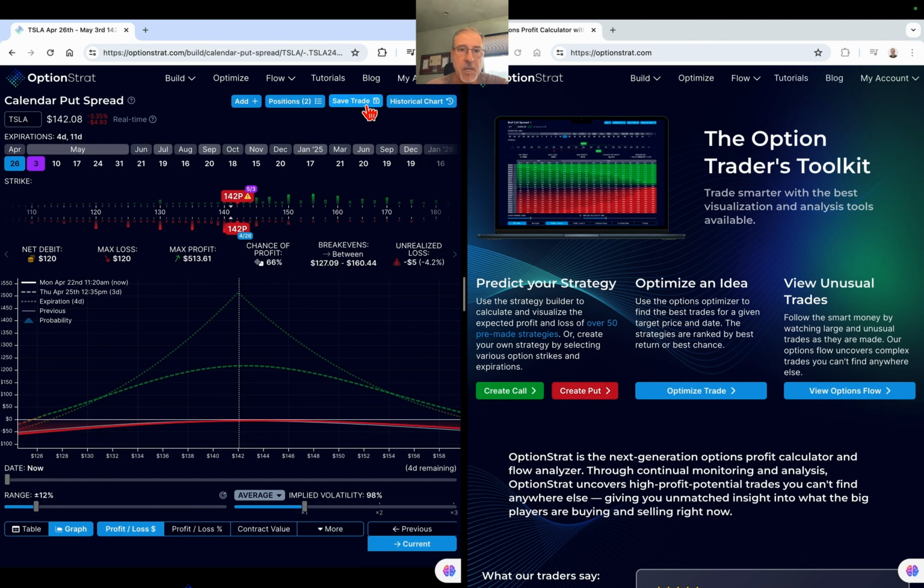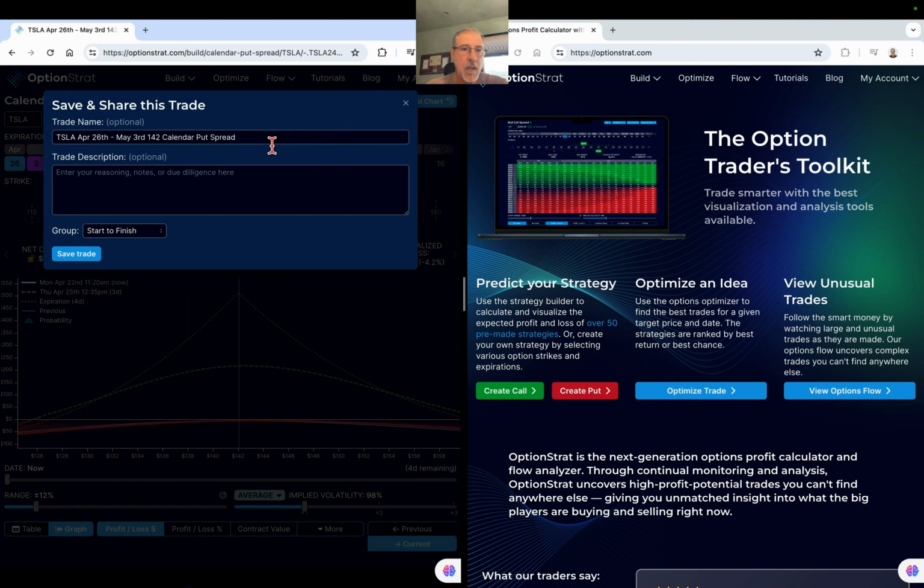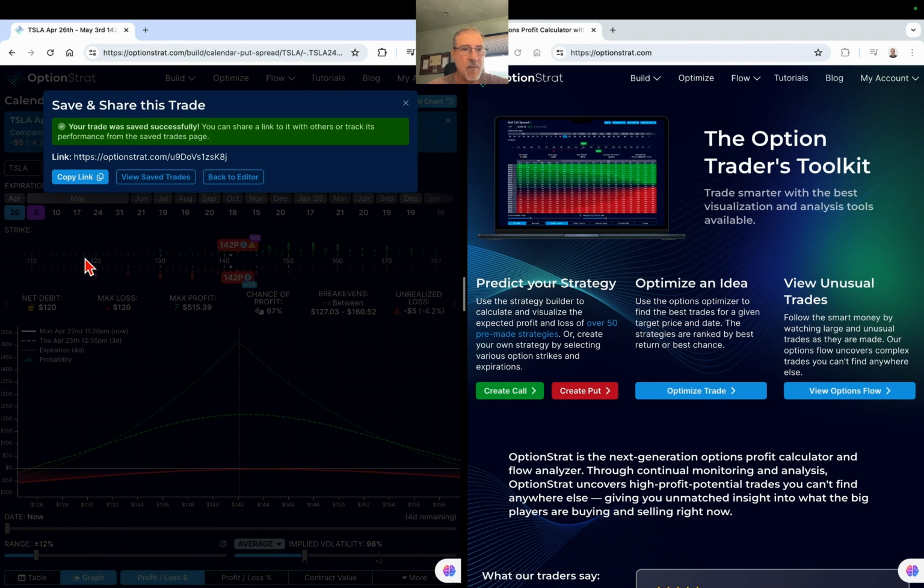So I'm going to go ahead, I'm going to save this trade, and we'll just call this Compare and Contrast. I guess I don't have a compare and contrast category there. I probably need to make one. We'll just put it in the all category for right now. I'll save that trade, and I'm going to share that link in the description down below so that everybody, whether you have an optionstrat account or not at this point, you can simply click on that link and it will open in the free version of optionstrat for you to play with that and view that.